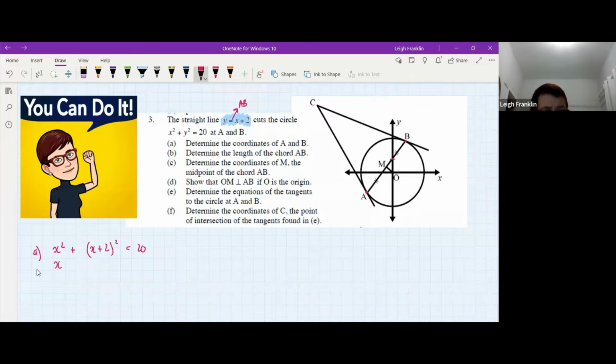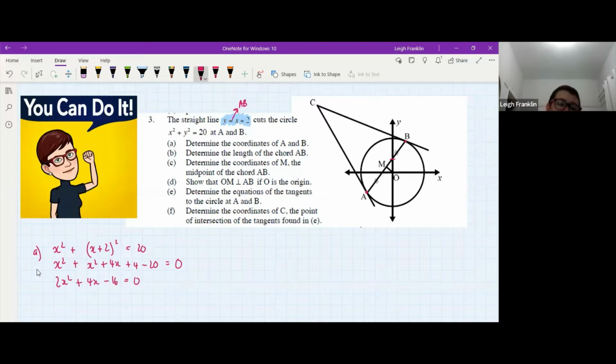All right, so now, squaring our binomial. What do most matrics forget about? The middle term. Okay, so remember square, double, square. So we've got x squared plus x squared plus 4x plus 4 minus 20 gives us 0. So that leaves us with 2x squared plus 4x minus 16 is equal to 0.